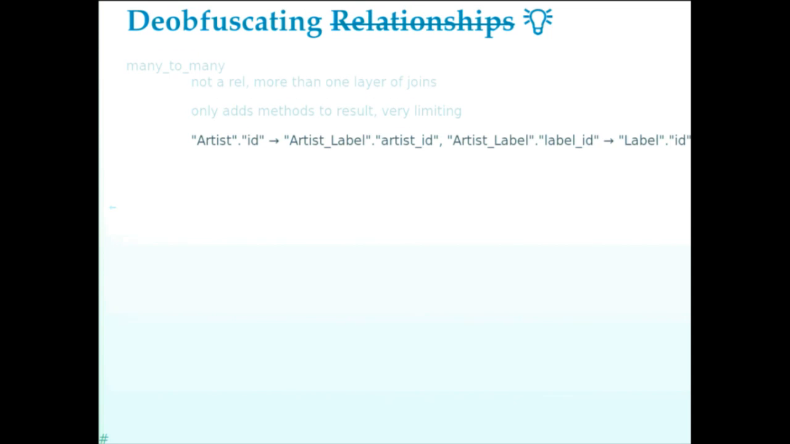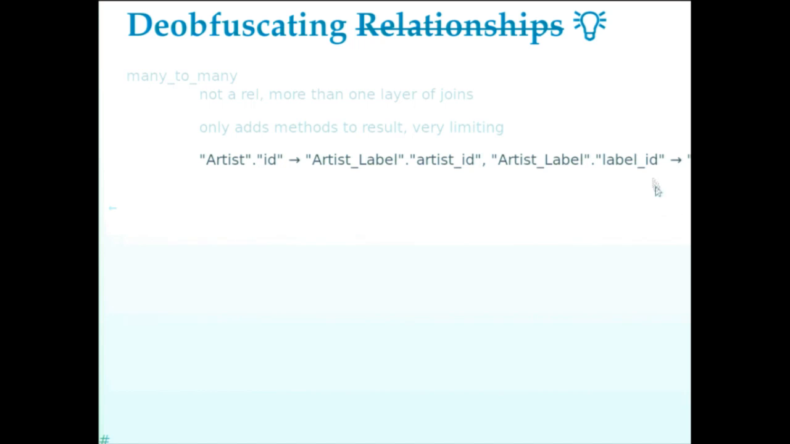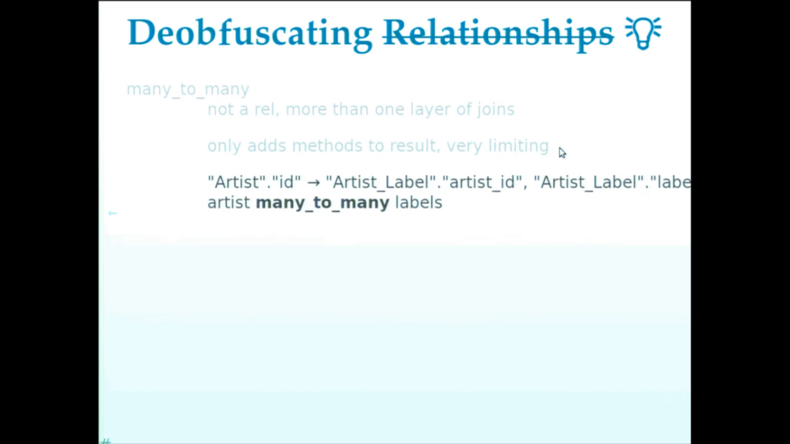So I know that's pretty small. I wonder if I can scroll left and right. I can't. All right. I know that's pretty small, but the idea is the artist goes to the artist label table, and then the artist label table goes to the label table. That's fun to say. So basically the idea is you've got your label and your artist, and there's many of both, and they join together. So the artist many-to-many tables. It doesn't work as well as the other ones. So it's just sugar. That's really all it is.